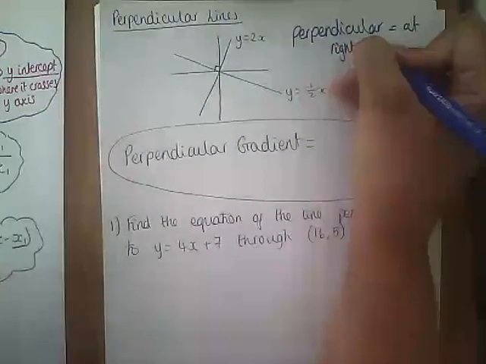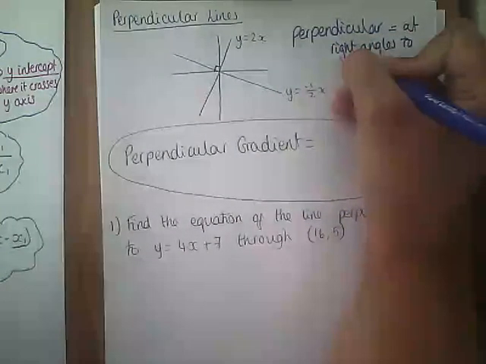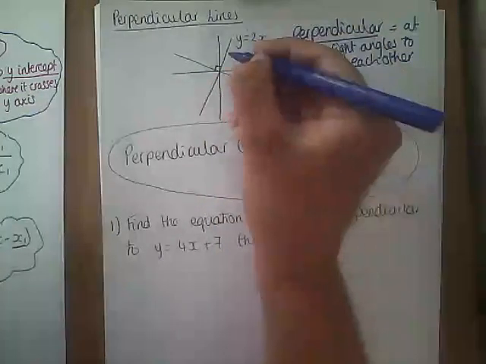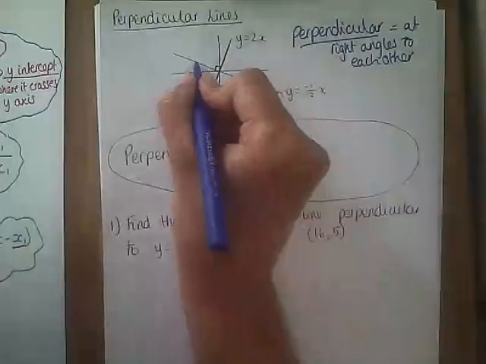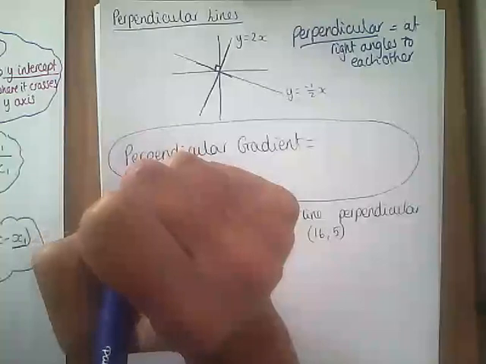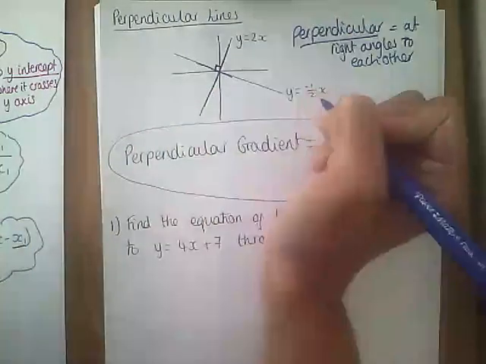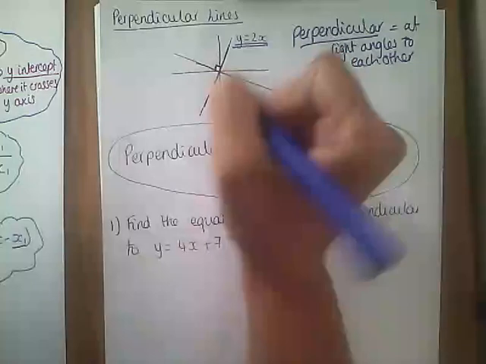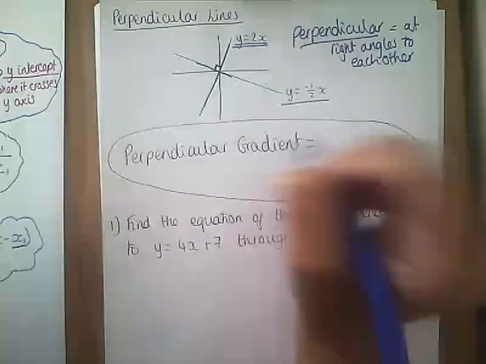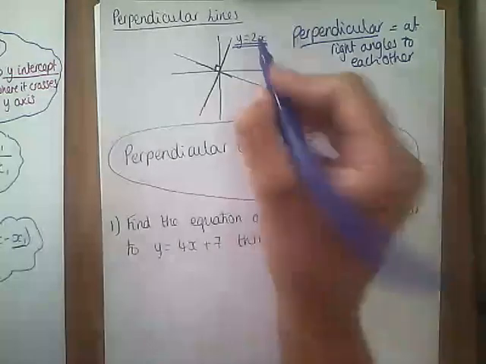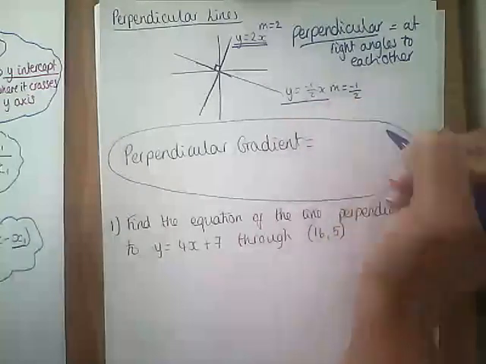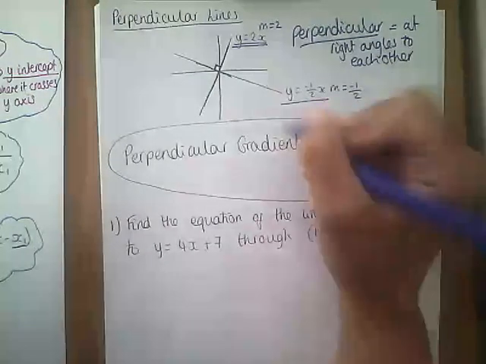So I've drawn a little sketch here for you to see. These two lines are perpendicular because here's one line and here's the other line, and they are at right angles to each other. That makes them perpendicular. Now I've written the equations of these lines. I've written this one to be y equals 2x and this one to be y equals minus a half x. What's the gradient of this one? The gradient is 2. What's the gradient of this one? It's minus a half.